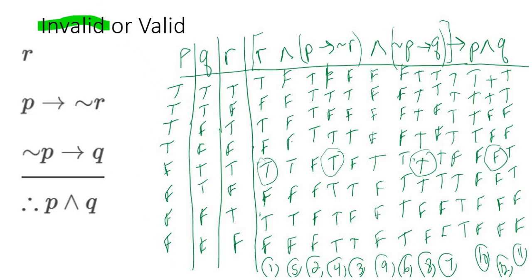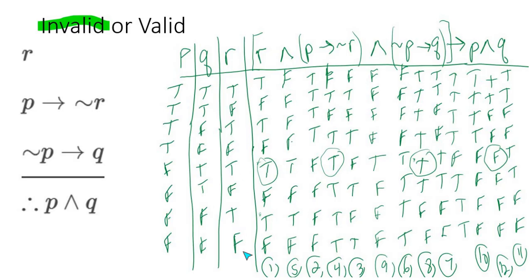So the first thing that we want to do is fill in these columns. You have 3 statements. So your P is going to be 4 trues and 4 falses. And then your Q is true, true, false, false, true, true, false, false. And then your R would be true, false, true, false, true, false, true, false. So you alternate on the R.